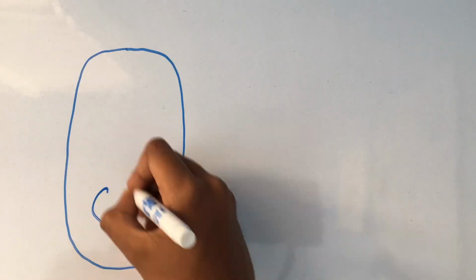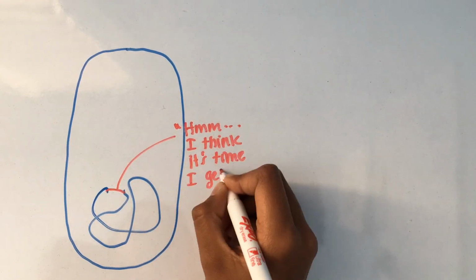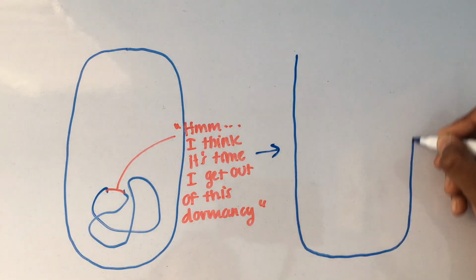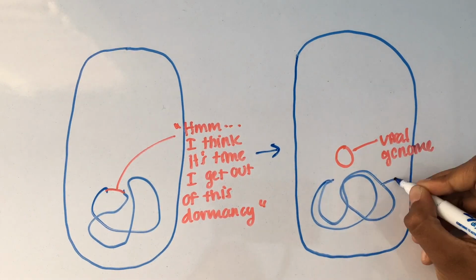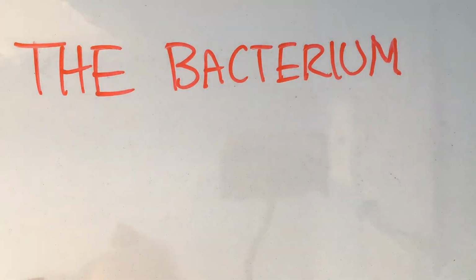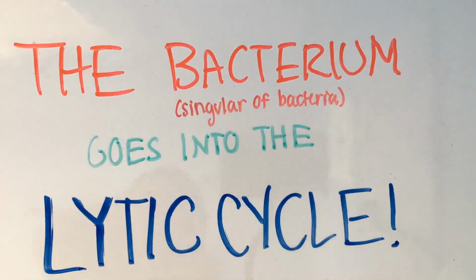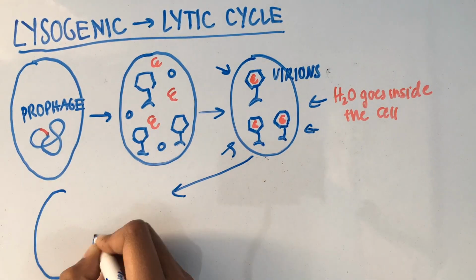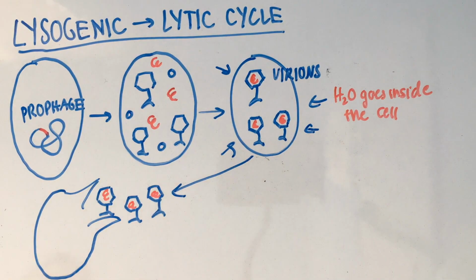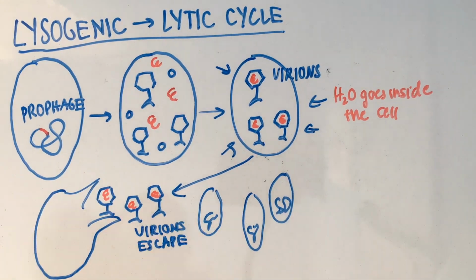Under certain conditions, this prophage can become active after a period of dormancy, where it has been sitting in the host genome for some time. When a stress such as UV radiation is applied, the virus goes into the lytic cycle. Once again, virions are created and they break out of the cell in order to infect other bacterial cells.